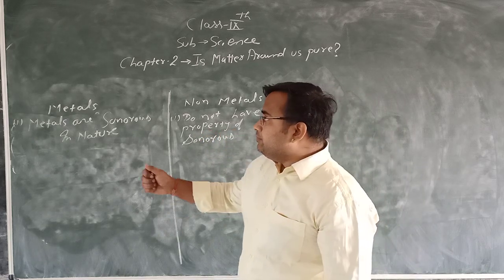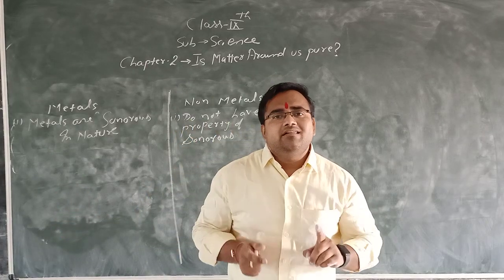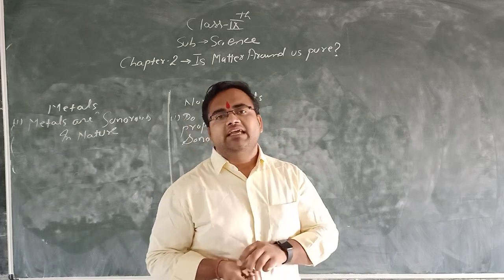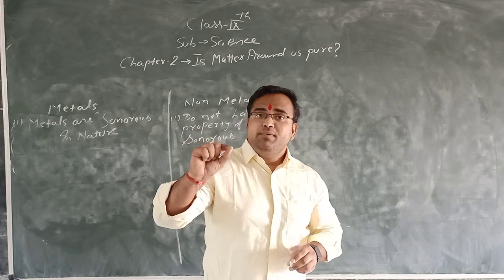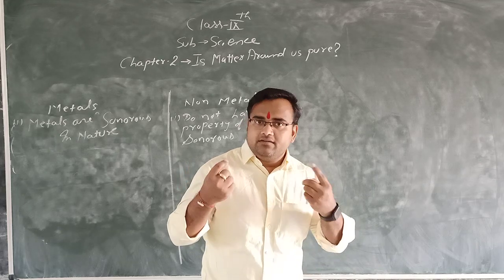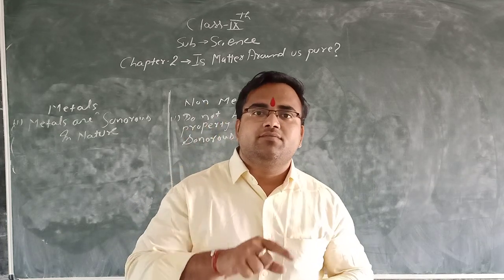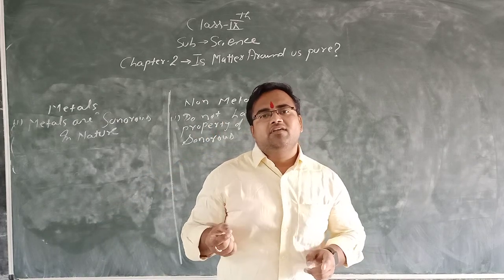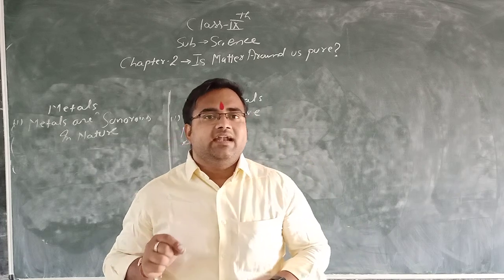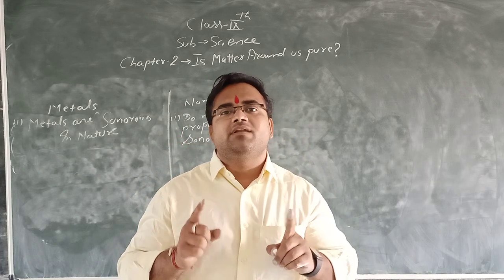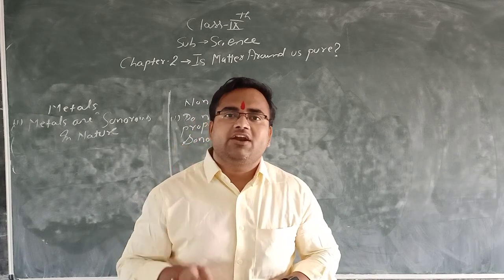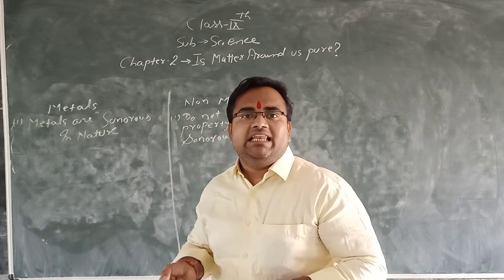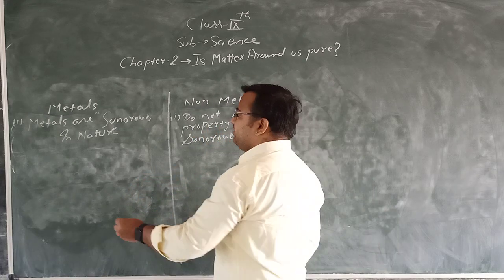Then metals generally have 1, 2 or 3 electrons in their outermost shell. There can be a question how we can identify whether the given substance is a metal or a non-metal. What is the difference between the metal and non-metal? So we can take one more point, that metals have generally 1, 2 or 3 electrons in the outermost shell. Non-metals have more than 3 electrons in their outermost shells.